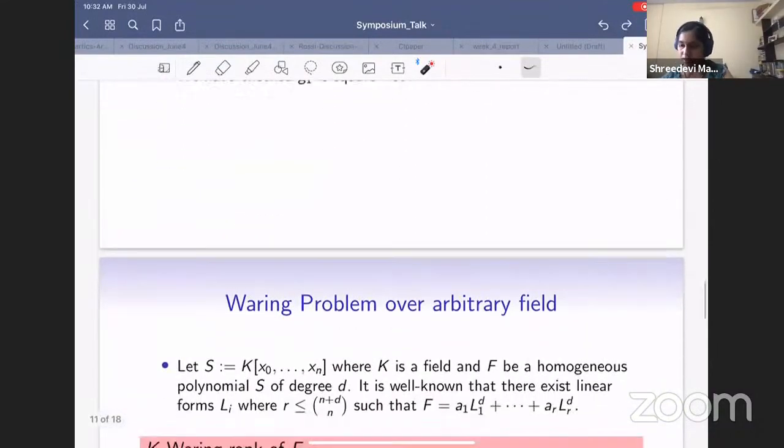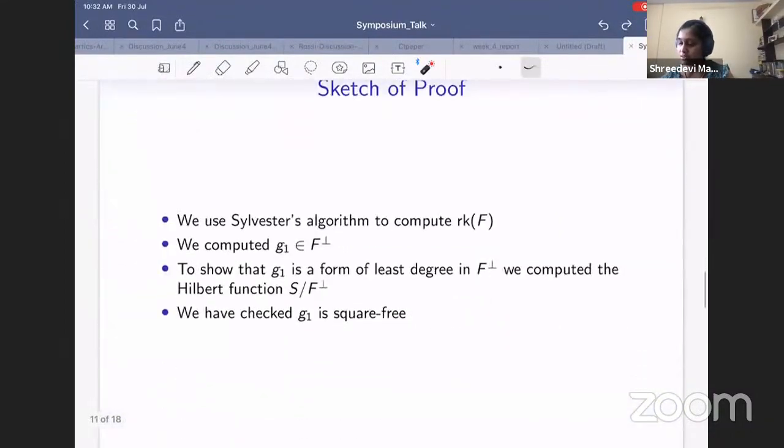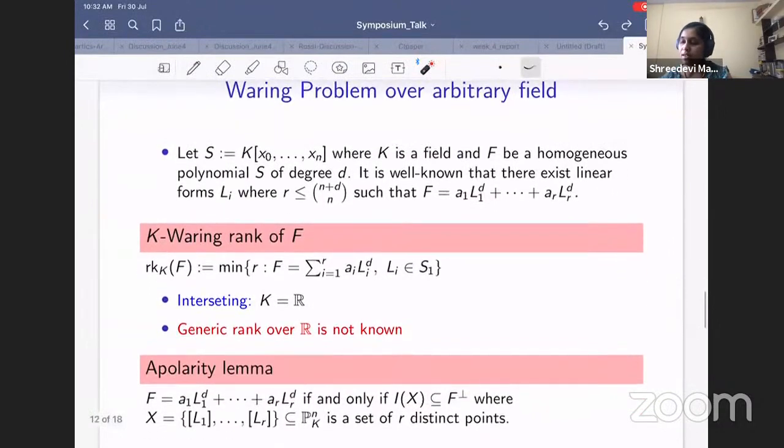So this is our result, and let me just say what happens if you change the field. The problem is more interesting when you change the field. For example, a more interesting field is k equal to R. In this case, we cannot write f as a sum of powers of linear forms, but up to scalar we can. So we can write f as a linear combination of powers of linear forms, and the k-Waring rank of f is defined to be the minimum possible number of terms when we write f as a linear combination of d-th powers of linear forms.